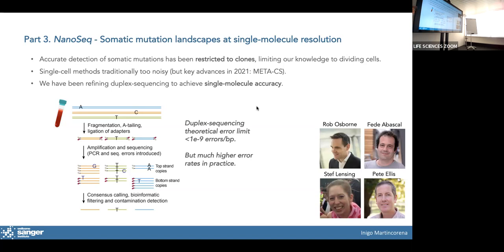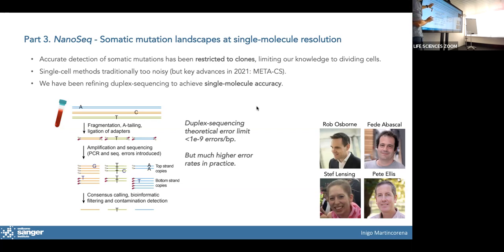So with that in mind, we were very keen to look at tissues that don't divide and to be free from having to depend on clones. We looked into single cell sequencing, but they were too noisy at the time. They're improving nowadays, and there's a lot of promise now in the last year or two. So I think eventually the field will get there, but at the moment they're still not very good. What we did instead is we started refining a different technology called duplex sequencing to achieve single molecule accuracy.